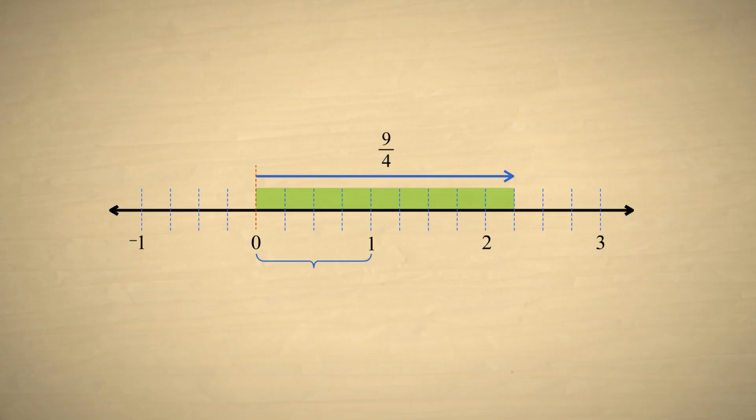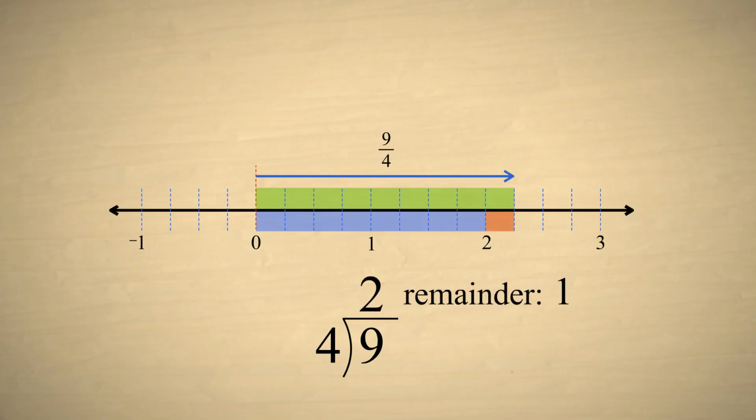Now, the number of unit lengths that can fit into this fraction determines the integer part of the mixed number. Since each unit length is composed of 4 divisions, we need to know how many times 4 goes into 9. When we divide 9 by 4, we find that 4 goes into 9 2 times, with a remainder of 1. So the equivalent mixed number is 2 and 1/4.